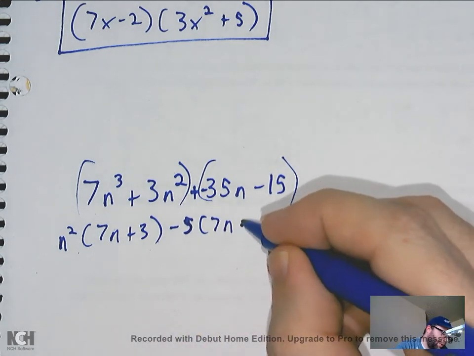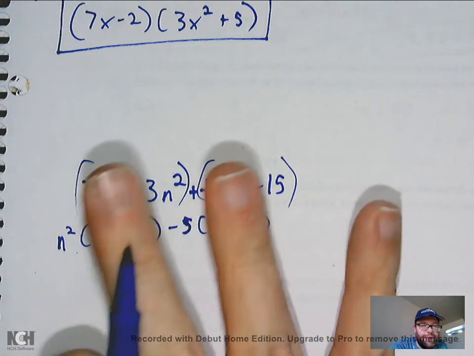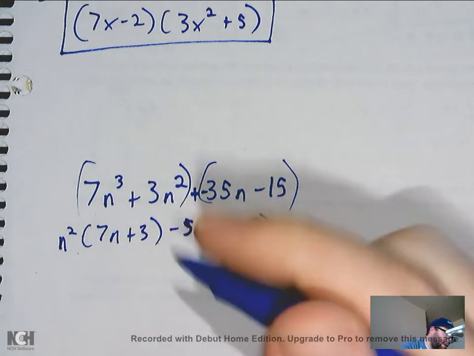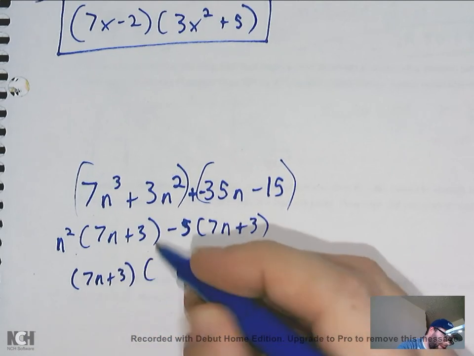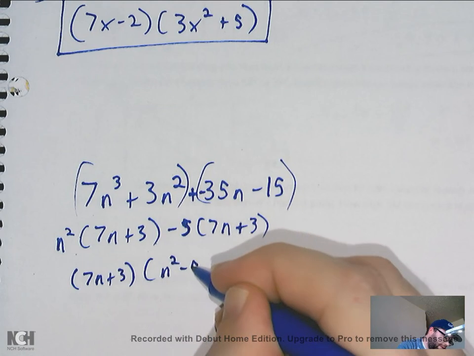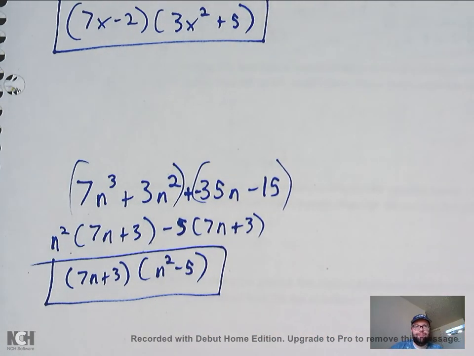And then 7n plus 3. Okay, then again, we have 7n plus 3 on both of those, so we can factor it in front. So I have 7n plus 3 being multiplied with n squared minus 5. And that is my factored form. Okay.